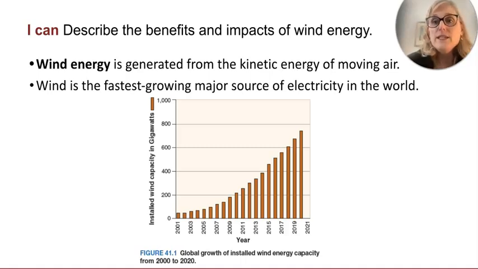So let's talk about wind energy now. So wind energy is generated from the kinetic energy of moving air. It's the fastest growing major source of electricity in the world. Again, it's not enough. If we want to use wind for electricity in our houses to replace fossil fuels, we're doing that very, very slowly. So even though this number has gone way up, this is still a fraction of our electricity supply in not just our country, but the world.